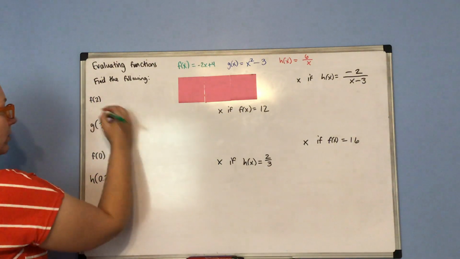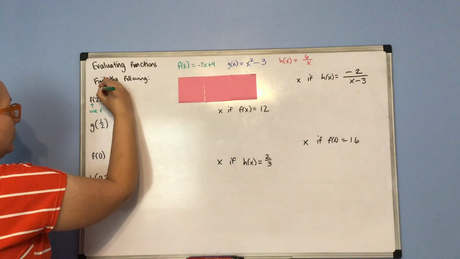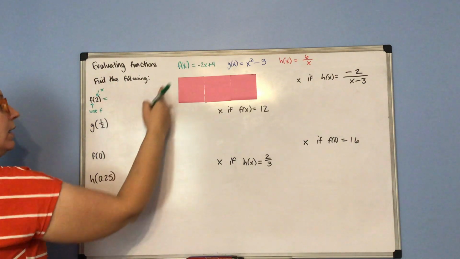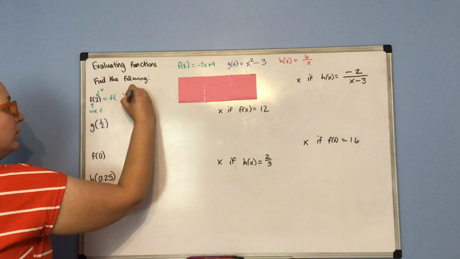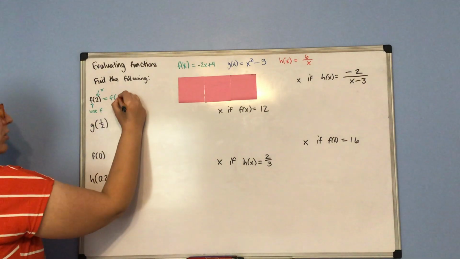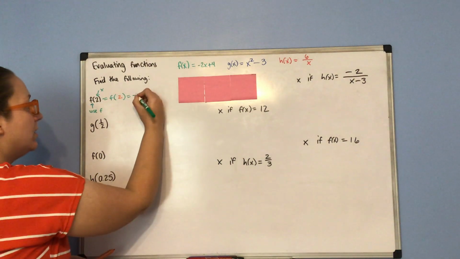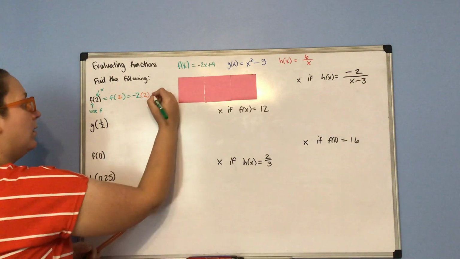Let's try this one. We have f of 2. That means use the f function, and then 2 goes in for x. So I'm going to take my f of x equation, and instead of x, I'm going to plug in that 2, equals negative, once again x is 2, plus 4.